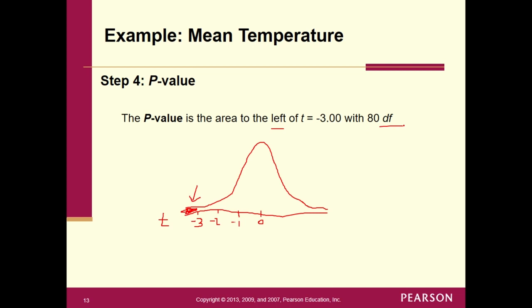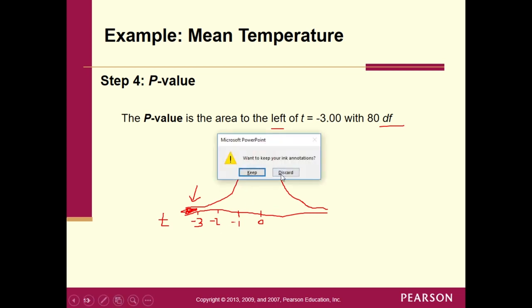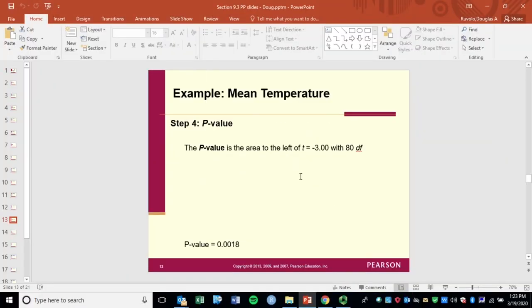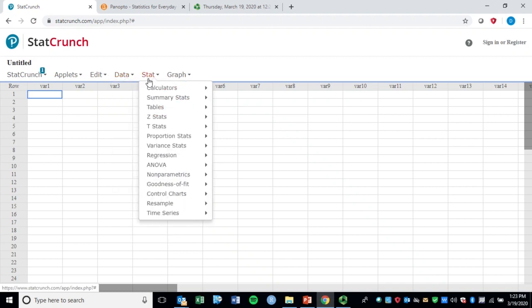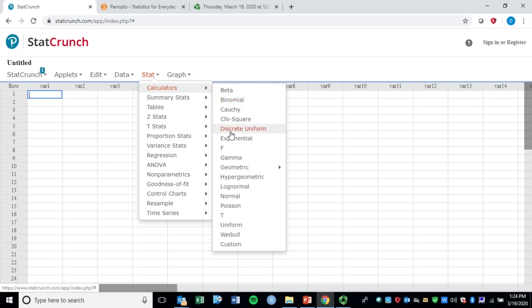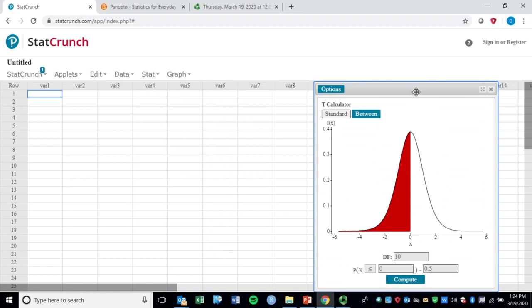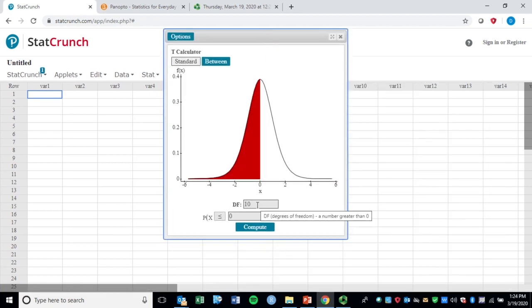So what I'm going to do, I'm going to get out of this, okay? And I'm going to go into StatCrunch, okay? So what I want you to do is when you do your homework, and you're ready to figure out the p-value for testing mu, I want you to go to Stat, Calculators, and then come down here to the t-distribution. So Stat, Calculators, t, and something like this should pop up, and it defaults to 10 degrees of freedom.